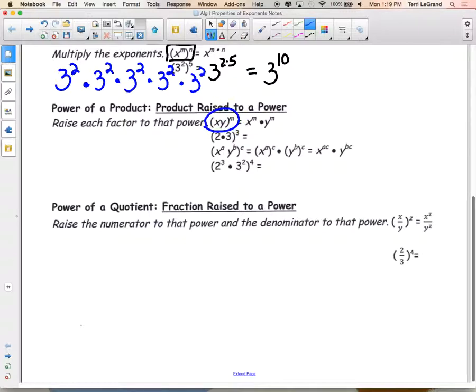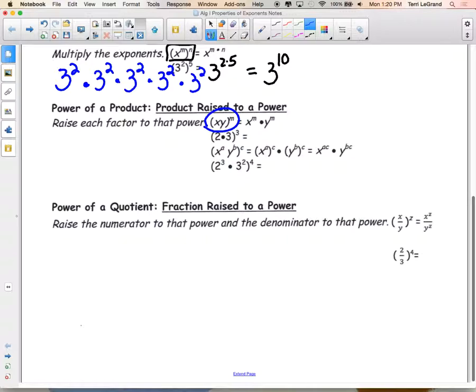XY in parentheses means what? Multiplying. Multiplying what? X and Y. We have a multiplication problem there, don't we? X is being multiplied by Y, or you could say vice versa, Y is being multiplied by X. There's our product, and it is being taken to what power? To the M power.